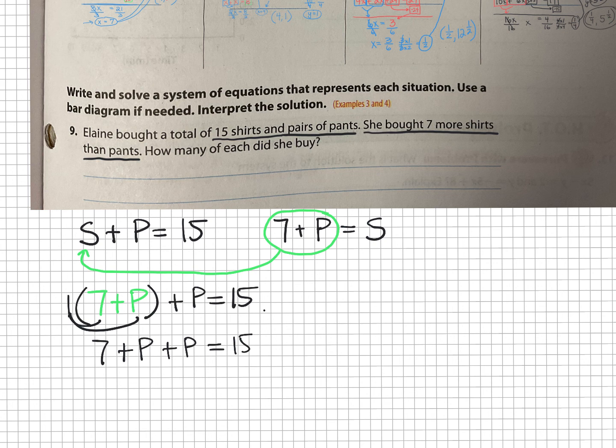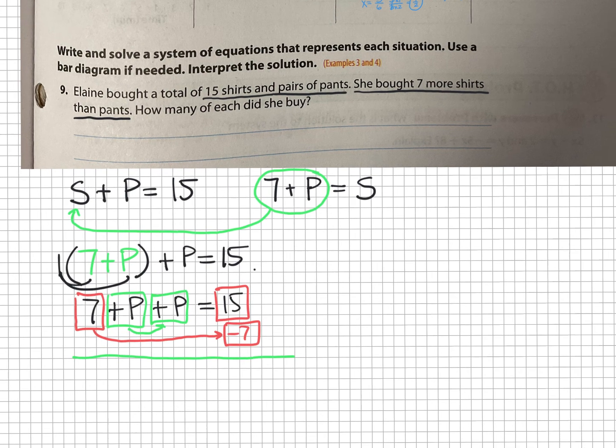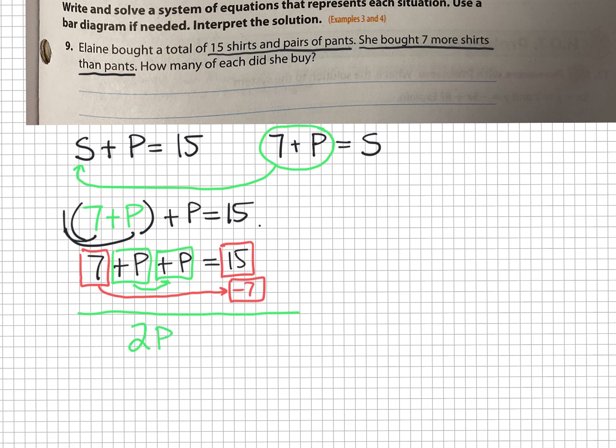So we have, let's see, a number term, a letter, and a number term. All right, so the 7 needs to switch sides and go to -7. These two p's are on the same team and the same side. They can just combine to be 2p equals 15 minus 7 is 8. Divide by 2, divide by 2. She had 4 pairs of pants. Pants was 4.